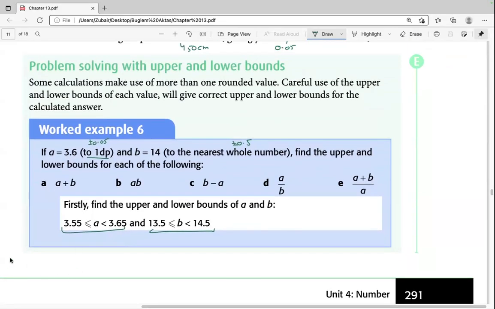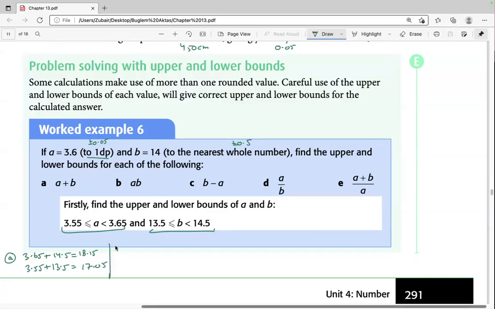So the highest value would be when we add the upper values. So 3.65 plus 14.5 is going to give me the highest value for the A plus B part. The lowest is still adding them, but we use the lower values, 3.55 and 13.5. This is 17.05.